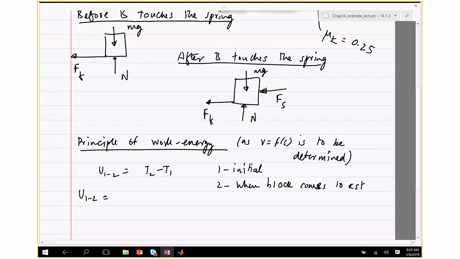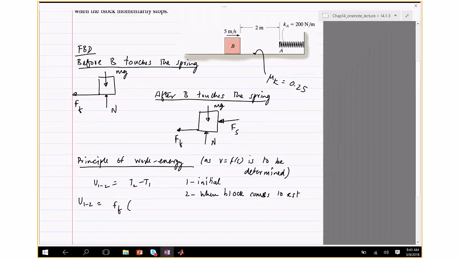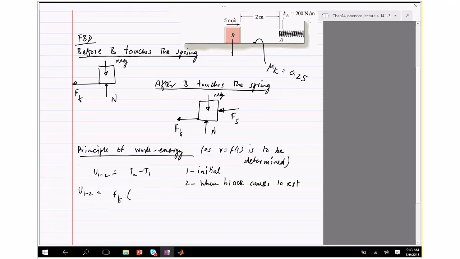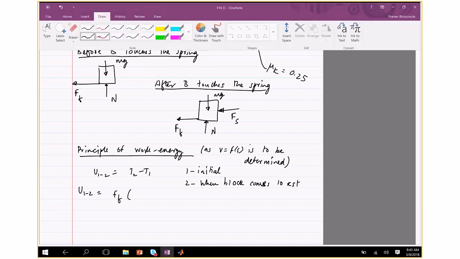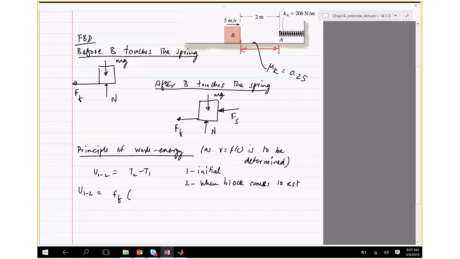So what are the external forces acting on the block? There is a friction force and there's a spring force. As you can see from the free body diagram, the friction force acts before B touches the spring and after B touches the spring. So the work done by the friction force is Ff times the total distance covered, right, from here all the way to this. This distance is 2, and then let's say that it's compressed by a distance of x. So that force of friction is going to act the complete distance, so work done is for the complete distance. So this is going to be 2 plus x.